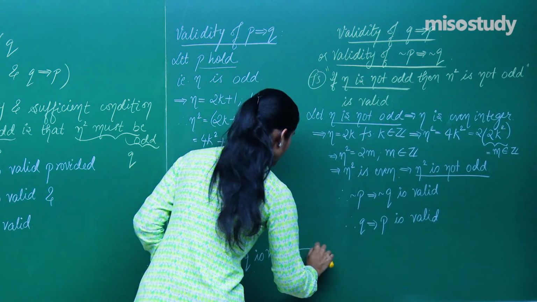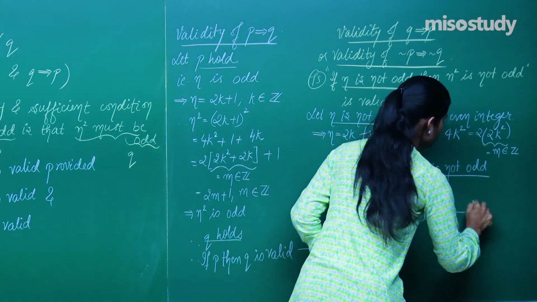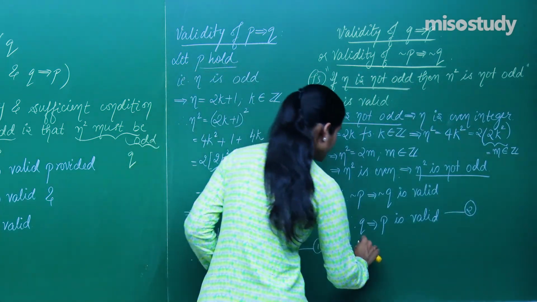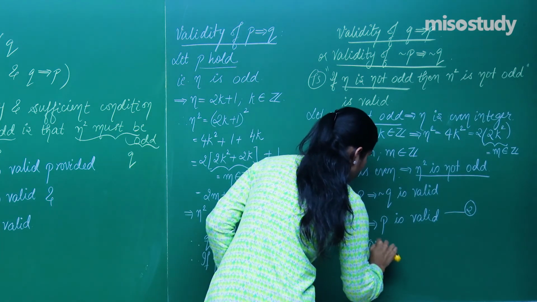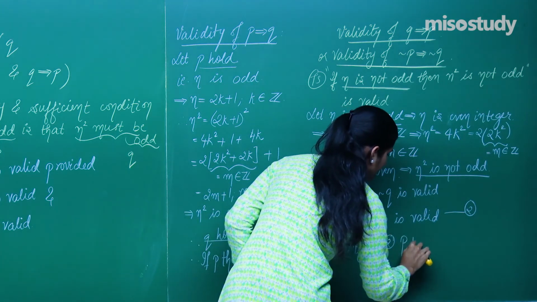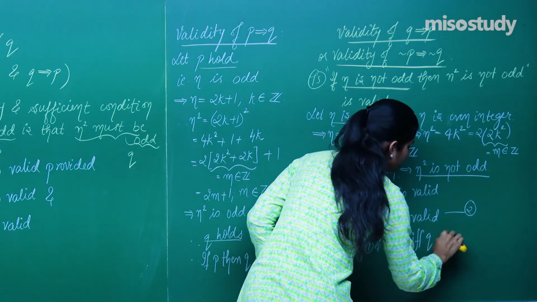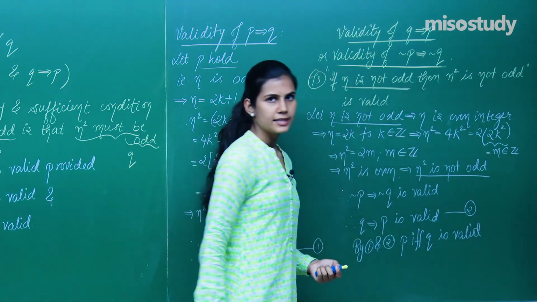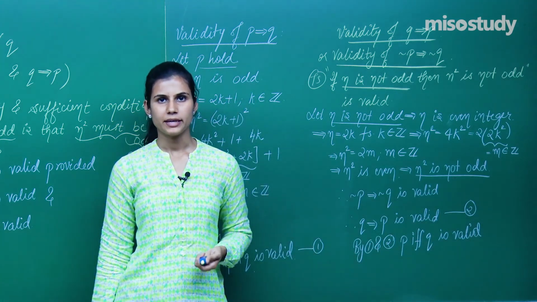And if you mark this as 1 and mark this as 2, we have got P implies Q is valid and Q implies P is valid. So by 1 and 2, P if and only if Q is valid. Is it clear? That's how you deal with questions from mathematical reasoning.